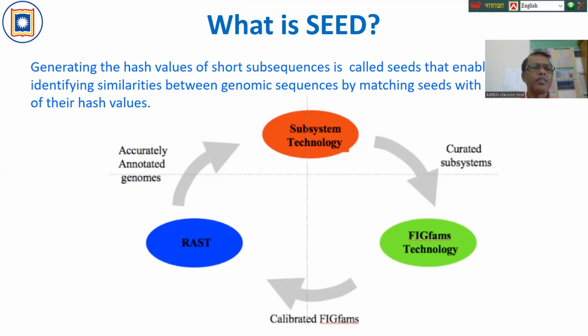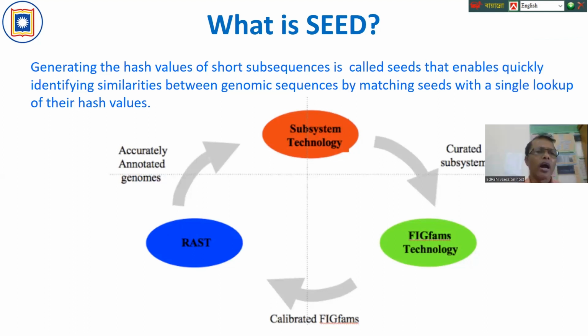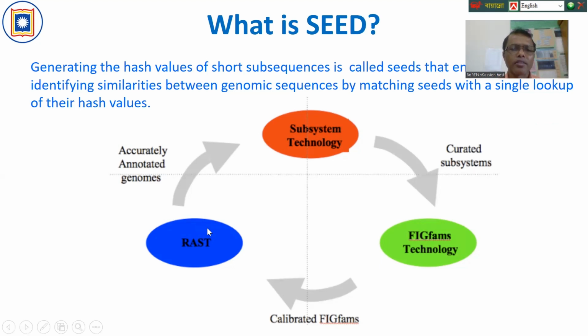What is SEED? SEED is actually generating the hash values of short sequences called seeds that enable quickly identifying similarities between the genomic sequences by matching seeds with a single lookup of their hash values. You can see that RAST accurately annotates the genomes, and this uses subsystems technology, which curates the subsystems, and then the SEED technology is used for finding the similarity of some isofunctional genes, and then they are curated in the SEED forms, and so that is called RAST.